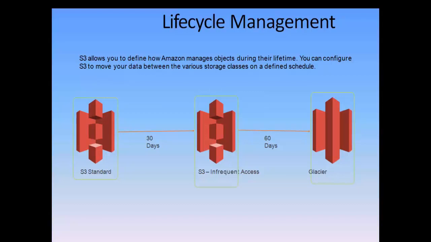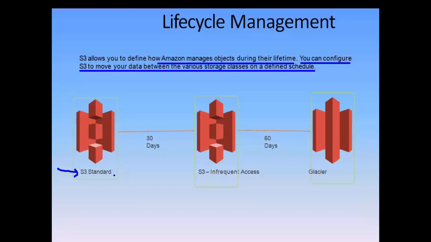Lifecycle management allows you to manage how Amazon S3 handles objects during their lifetime. You can configure S3 to move data between various storage classes on a defined schedule. What does it mean? I save the data in S3 Standard. I'm frequently using that file. But if I don't use that file for, suppose, 30 days, I want it to automatically get shifted to Infrequent Access. If again I am not using it for 60 days, it automatically goes to Glacier.